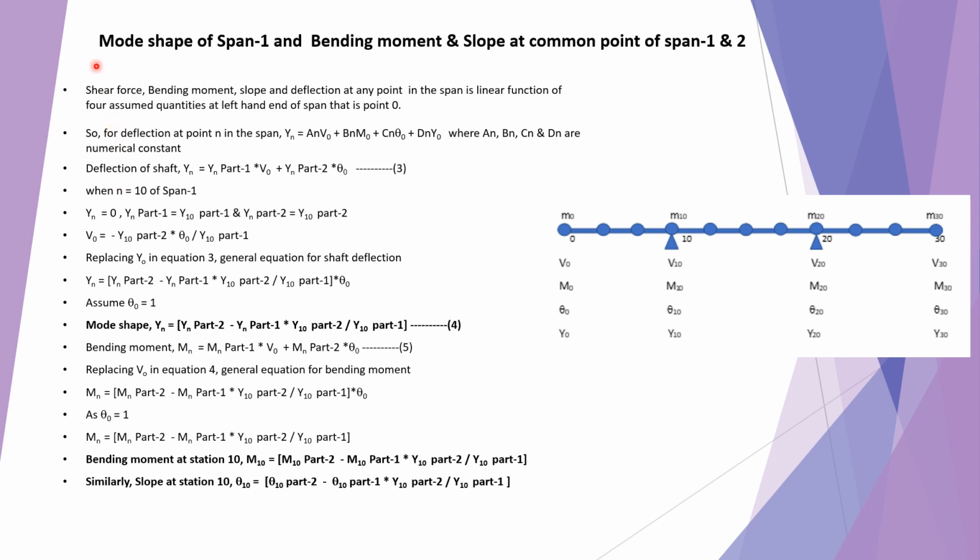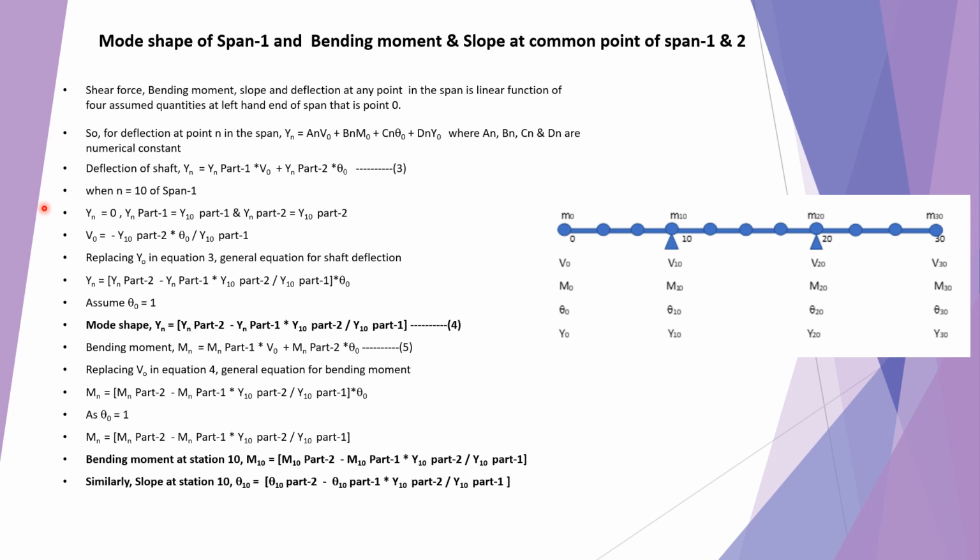Now the mode shape of span 1 and bending moments and slope at common point of span 1 and 2. Shear force, bending moment, slope and deflection at any point in the span is a linear function of four assumed quantities at left hand side of a span, that in this case is station number 0. So deflection at any point n or a station n in the span, yn, is equal to an V0 plus bn M0 plus cn theta 0 plus dn y0, where an, bn, cn and dn are numerical constants. So deflection yn is equal to yn part 1 into V0 plus yn part 2 into theta 0. This is equation number 3.